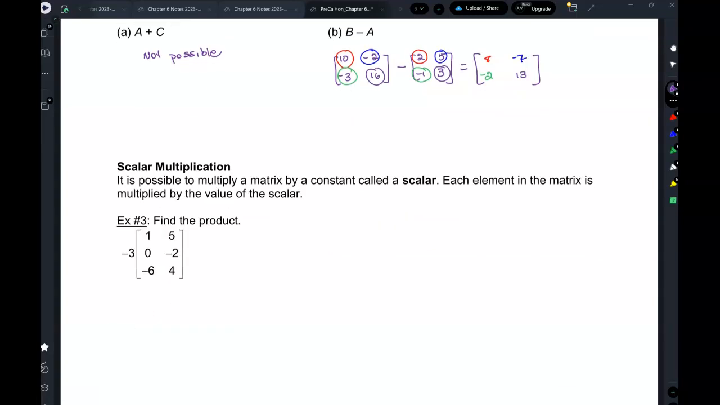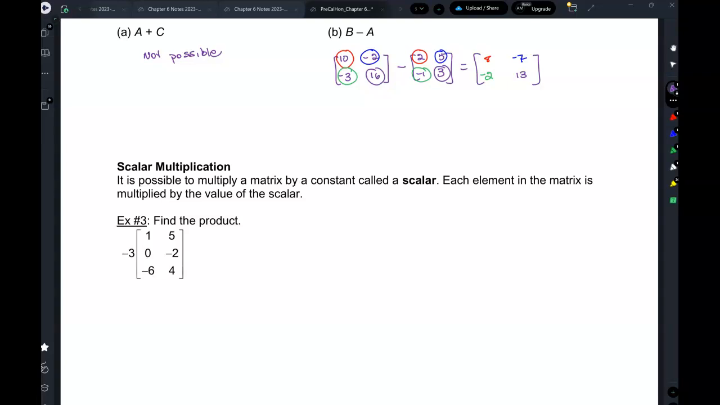Scalar multiplication. Okay, so I keep saying the world of matrices because the world of matrices is really a whole other realm in mathematics, right? So there is algebra, and then there is precalc, and then there is calculus, and then you've heard of linear algebra. Linear algebra is the world of matrices. It really is a world of its own. It's got its own rules. It's got its own everything, all right?